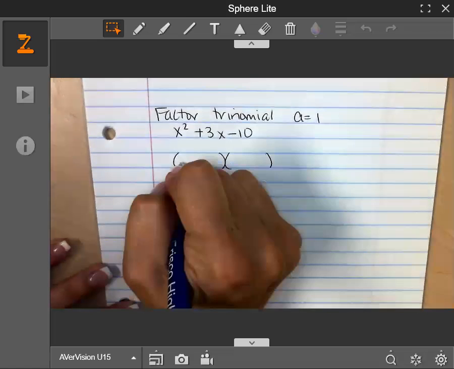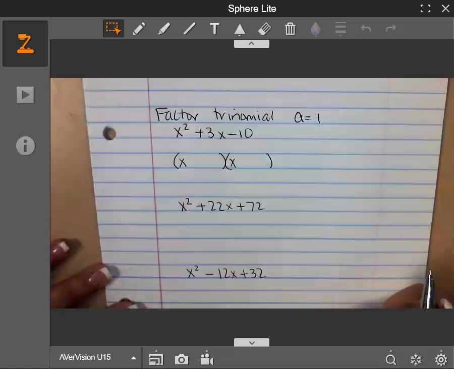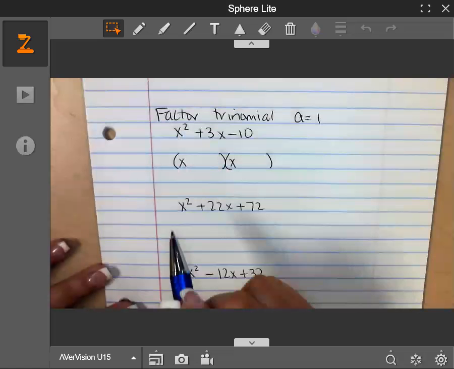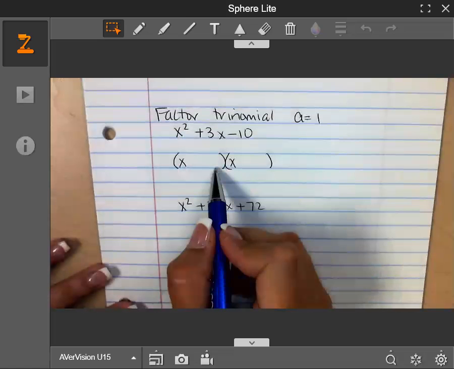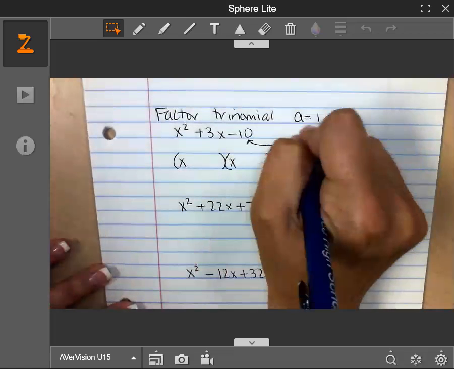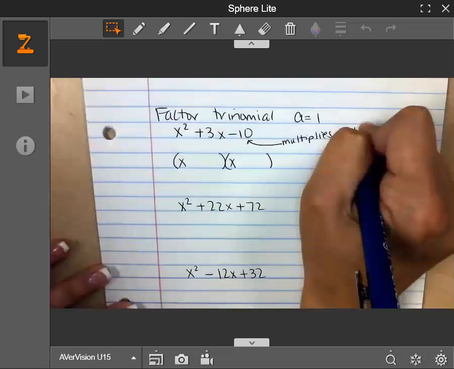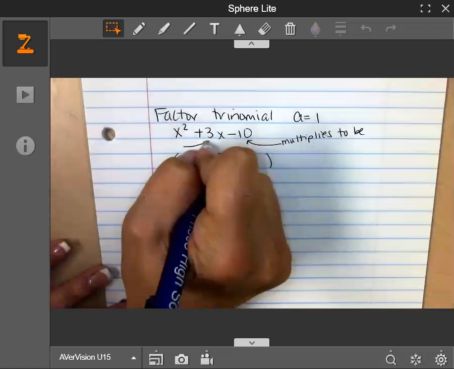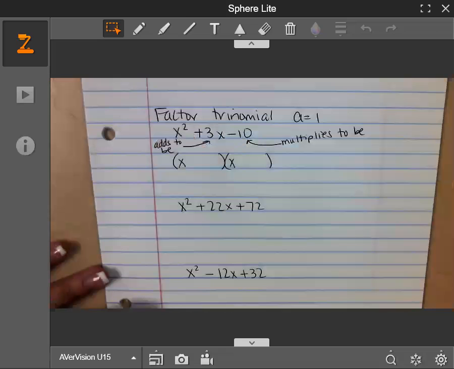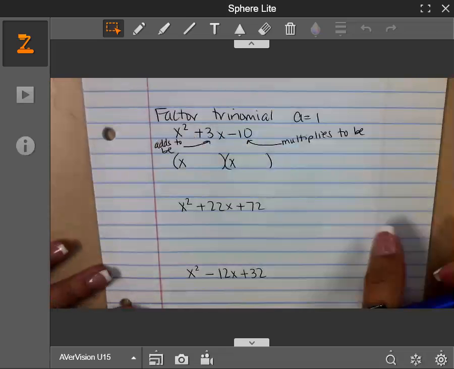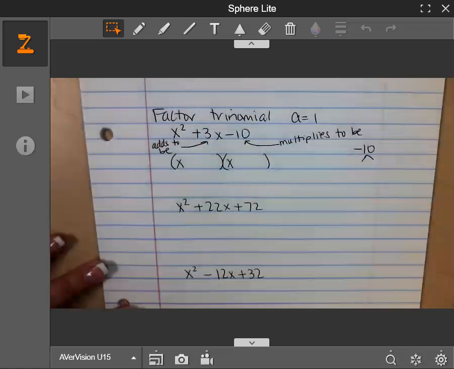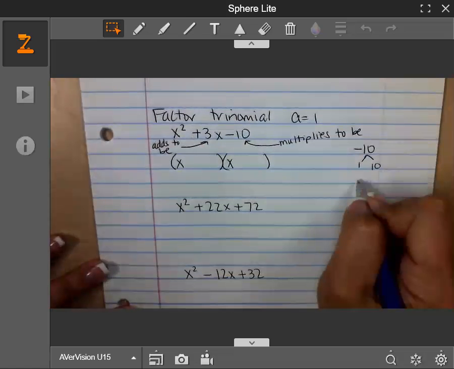And in order to get x squared, we need an x times an x. So we know x times x gave us this first term. Now we're looking for what goes here. And what you're doing is looking for what multiplies to be this last number and adds to be this middle number. So multiplies to be the last one, adds to be the middle one. So we take this negative 10 and we think about all of its factors: 1 and 10, 2 and 5.